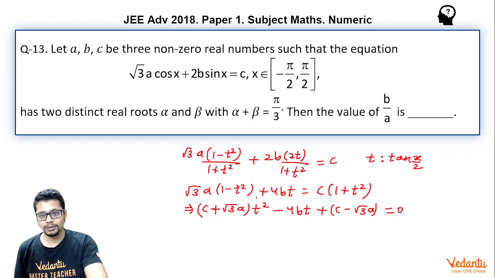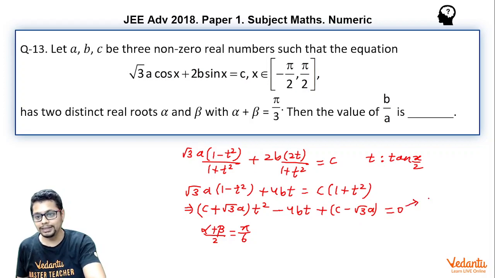Now this equation is a quadratic in tan of x by 2, and the roots of x in the interval minus pi by 2 to pi by 2 are alpha and beta, and they are distinct. It is also given alpha plus beta is pi by 3. So I may say alpha plus beta by 2 is pi by 6. The reason for considering alpha plus beta by 2, which is alpha by 2 plus beta by 2, is because we have a quadratic in tan of x by 2.